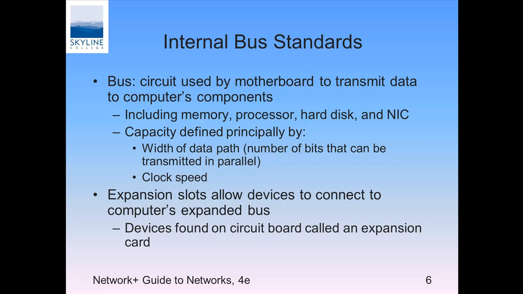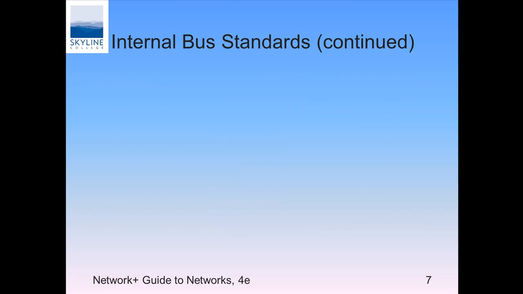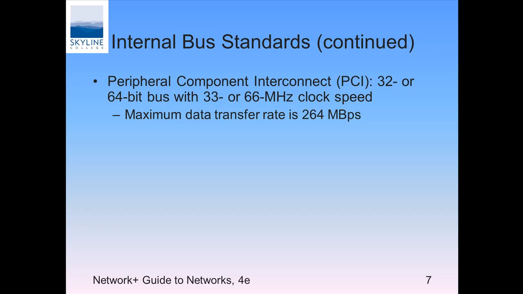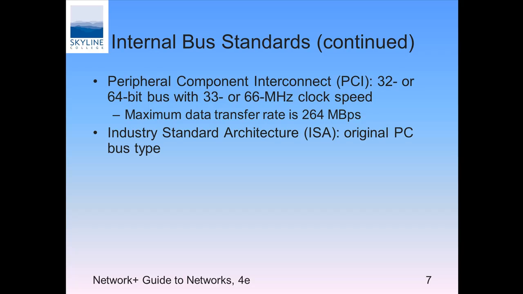Expansion slots, I think we've beaten that one to death, allow you to add devices. You have to buy the devices that fit the expansion slots that you have. The PCI, the second one, has a PCI slot, 32 or 64-bit, and it's going to be a 33 or 66 megahertz clock speed, which is going to be substantially slower than the PCIe clock speed. PCIe really is the popular one today. Maximum data transfer, 264.